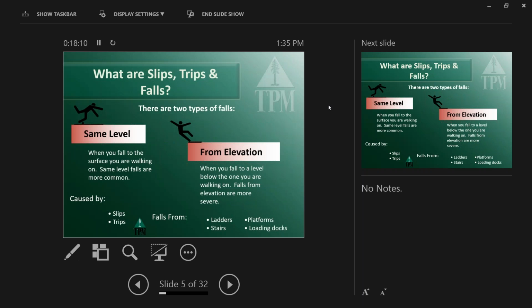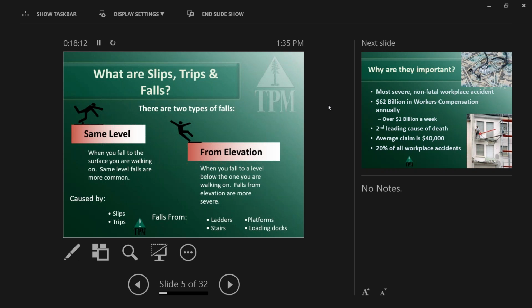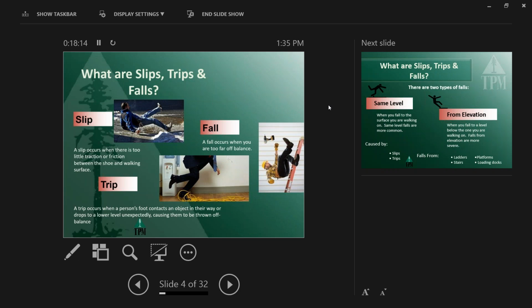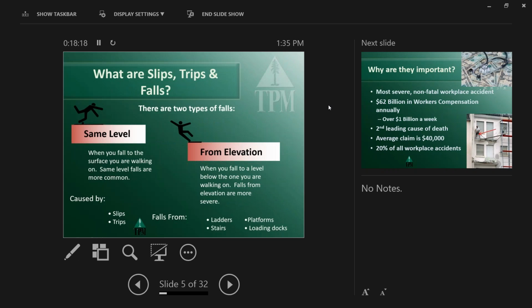And so now I had the definitions in there. I'll back that up. I didn't realize I'd put animation on those for the definitions. So the falls, you've got two types. You've got falls from the same level, that'd be basically your slips or trips, or you've got a fall from elevation, and that's generally when we have somebody really get permanently injured or die.